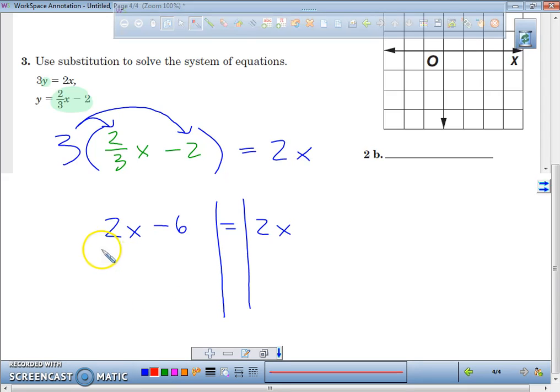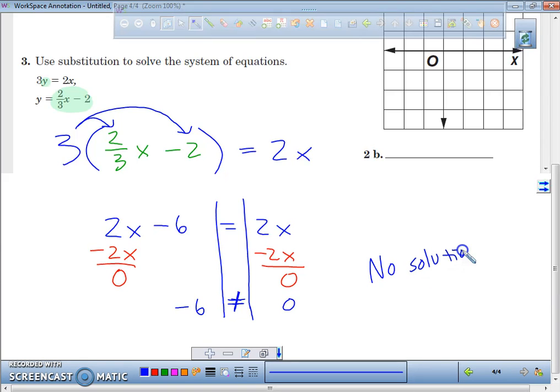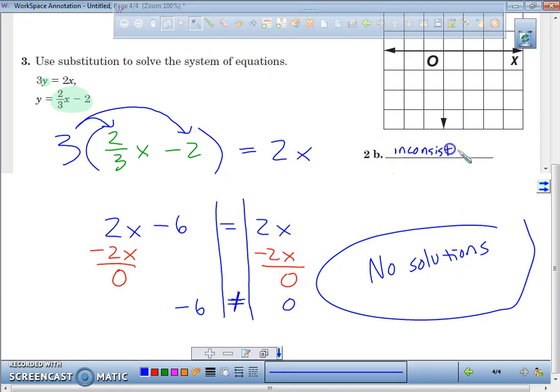Say that again, Blue. That's right. If you subtract 2x from both sides, you get a whole lot of nothing and a whole lot of nothing. And then you get negative 6 equals 0. And in this universe, negative 6 is definitely not equal to 0. So whenever you guys are solving things algebraically, and you get two numbers that are not equal to each other, that's where you're going to have no solutions. By the way, what's the other answer for no solutions? Inconsistent, right? From 2b.